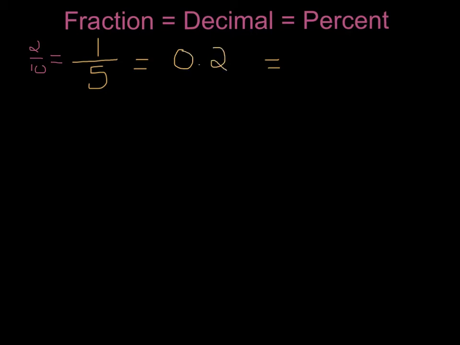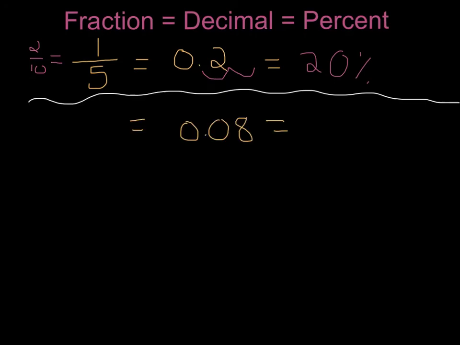Now to change this to the percent, you have to think, is it 2% or is it 20%? You move the decimal twice. Moving it once would be 2. Move it a second time, add a 0, so it is 20%.